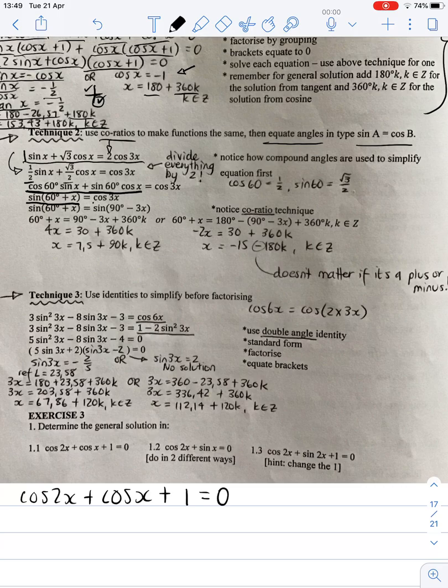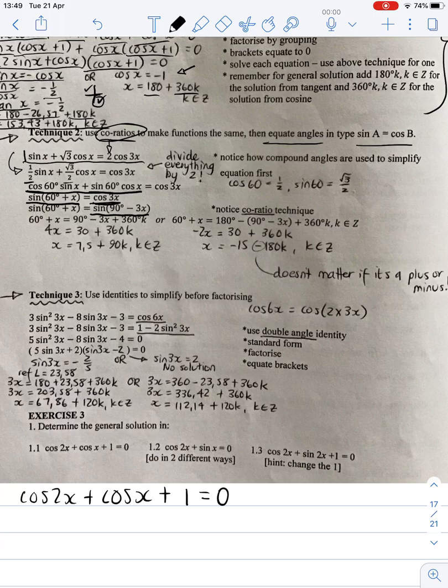And the right-hand side is still there, cos of 3x. Here's where we're going to have to use co-ratios. Because my left-hand side involves sine and my right-hand side has cos, I want them to be both the same. So the notes here have opted to make the right-hand side also a sine. So cos 3x is the same as saying sine of 90 minus 3x. Okay, there's your co-ratio in action.